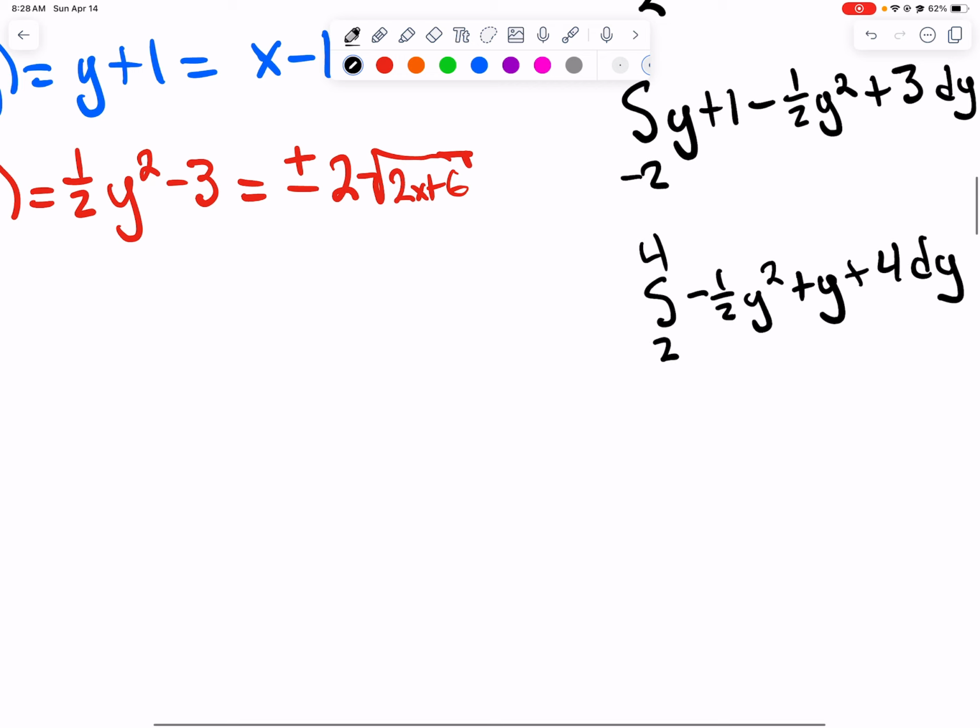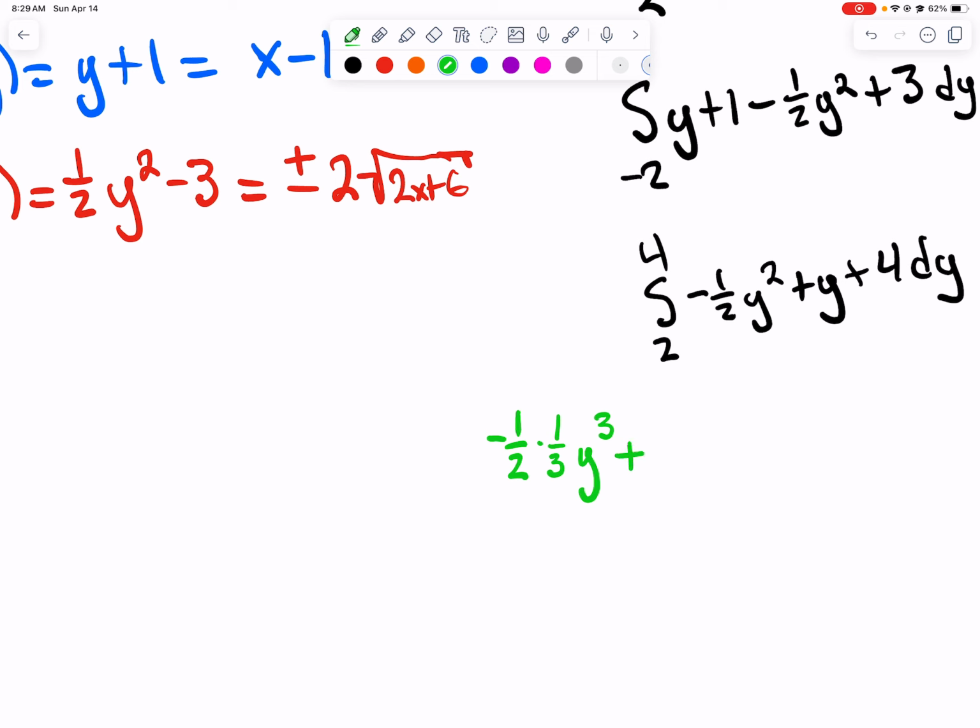I'm going to write over here. I'm also going to change colors to notate that I'm taking the antiderivative. Let's go green. -1/2 is going to come out. We're going to take y and go up a power, and then take the reciprocal of that power and multiply by that. So -1/2 times 1/3 times y cubed.